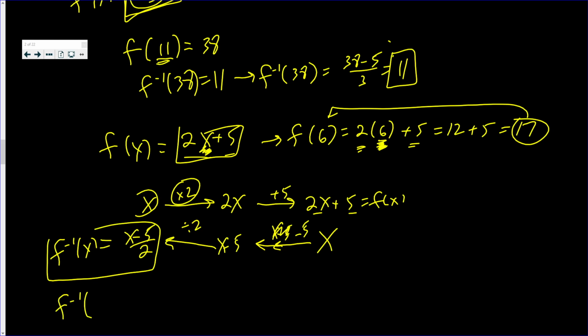F inverse of 17. You take away 5 from what's in the brackets, that gives you 12. Divide by 2. Look at that. You got back what you started from. You got back to 6.